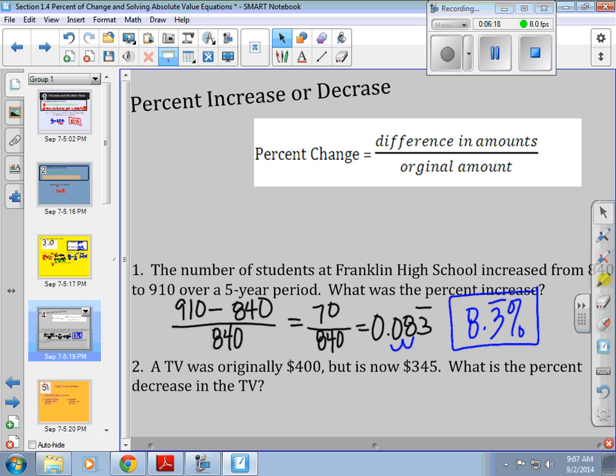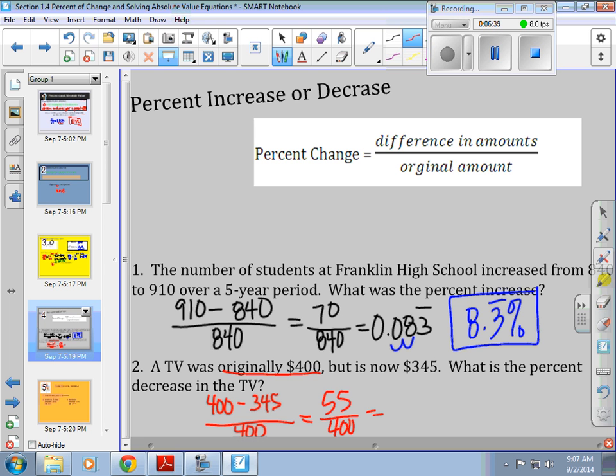So once again, we still need to find the difference. We take the biggest minus the smallest, so 400 minus 345, all over the original. Well, what was the original value? In this case, it was 400. So 400 minus 345 gives us 55 over 400.